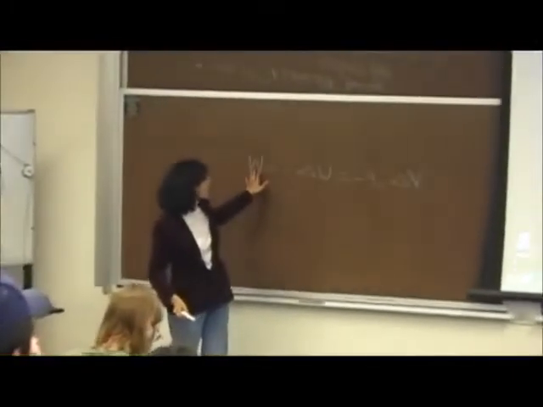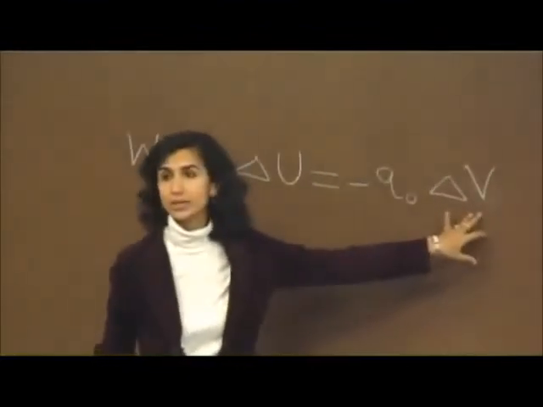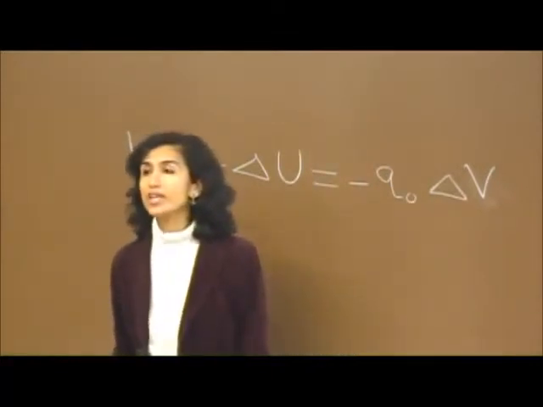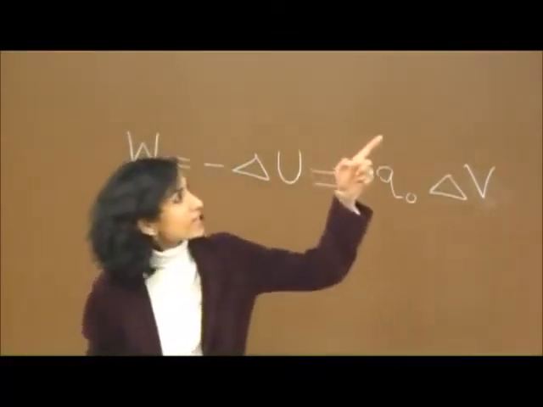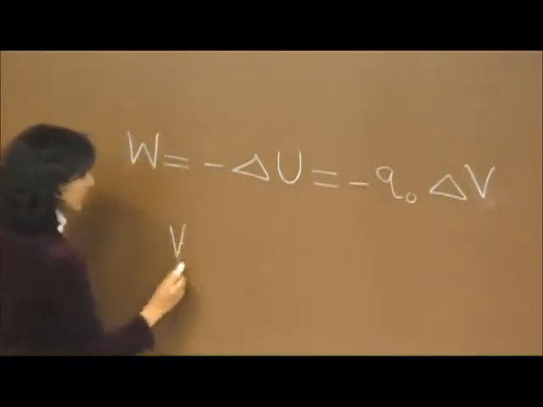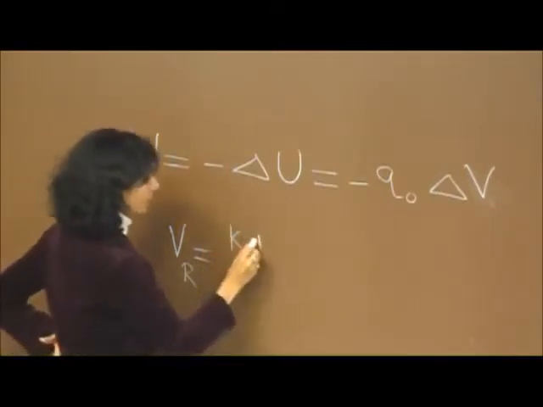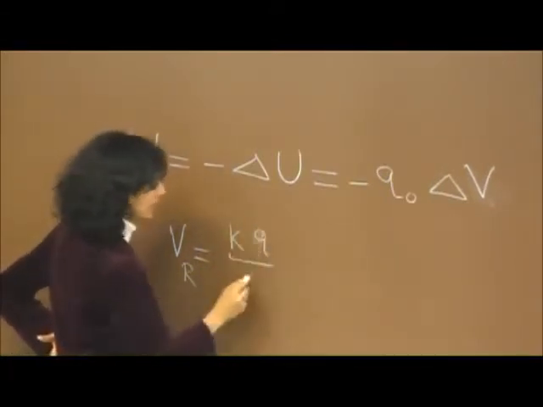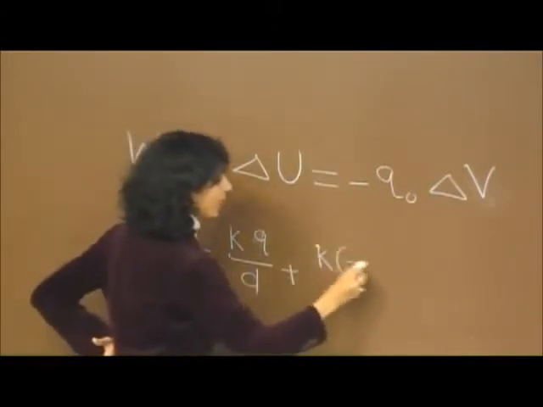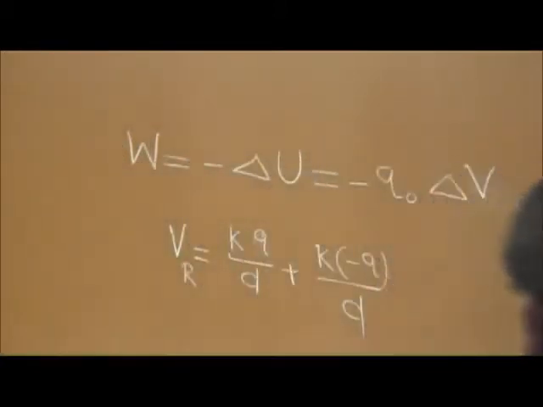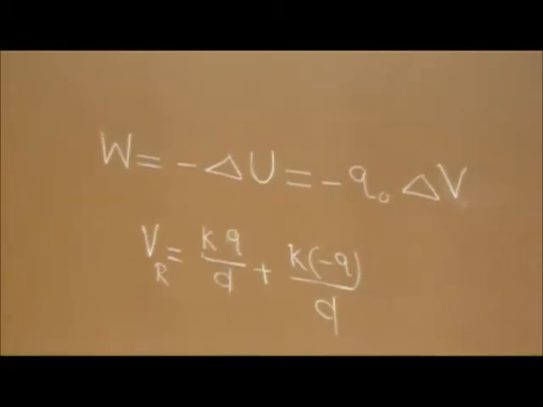So the main thing is work done depends upon the change in potential energy, which means it depends upon the change in potential. What is the change in potential from R to T? 0. Because the potential at R is going to be KQ over the distance D plus K times minus Q over distance D, right? Because the potential at point R is being produced by both this positive charge and this negative charge. They are both producing. Similarly, the potential at T is being produced by this charge and this charge as well.